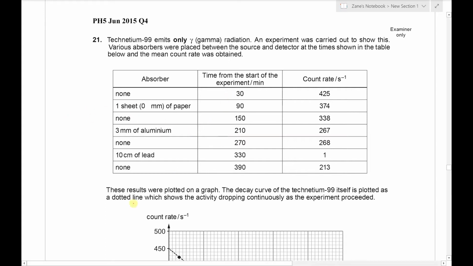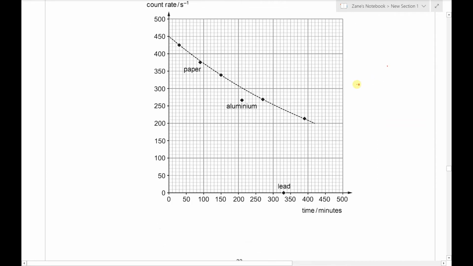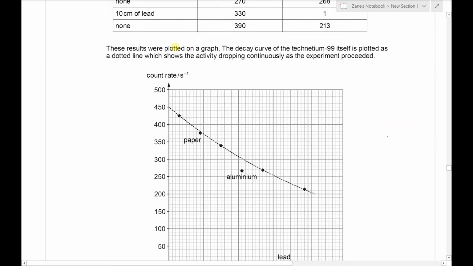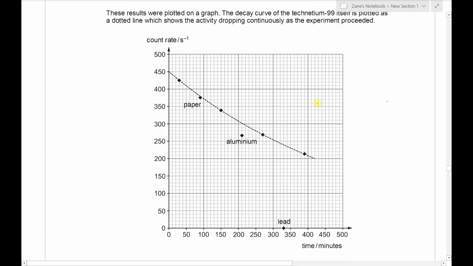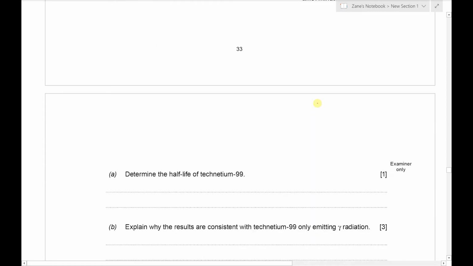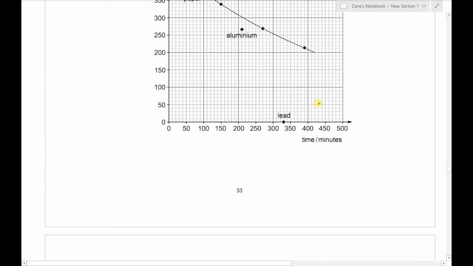The results were plotted on a graph, and the decay curve for the technetium-99m itself has been plotted, so that's the dotted line on the graph there. First thing we're asked to do here is to determine the half-life of the technetium-99m.